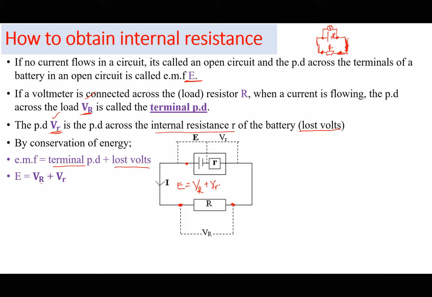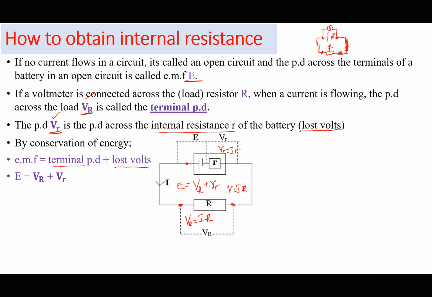When I write capital R, I'm referring to the terminal PD. When I write subscript small r, I'm referring to the lost volts. But remember, by Ohm's law, V equals I times R. So for the terminal PD, V subscript R is going to be I times capital R. And for the lost volts, V subscript small r is going to be I times small r.